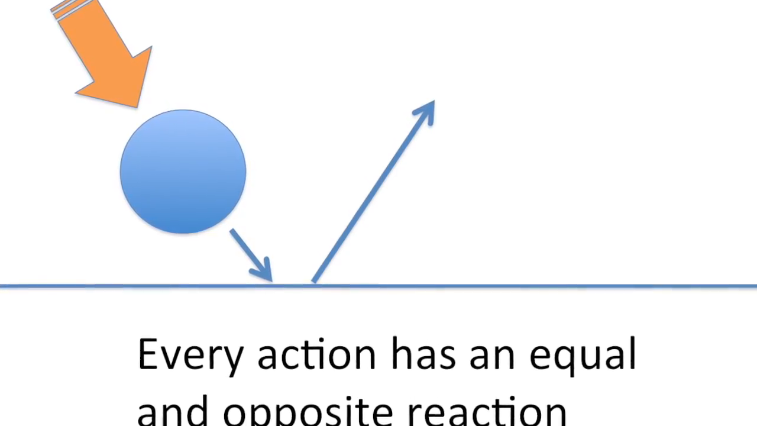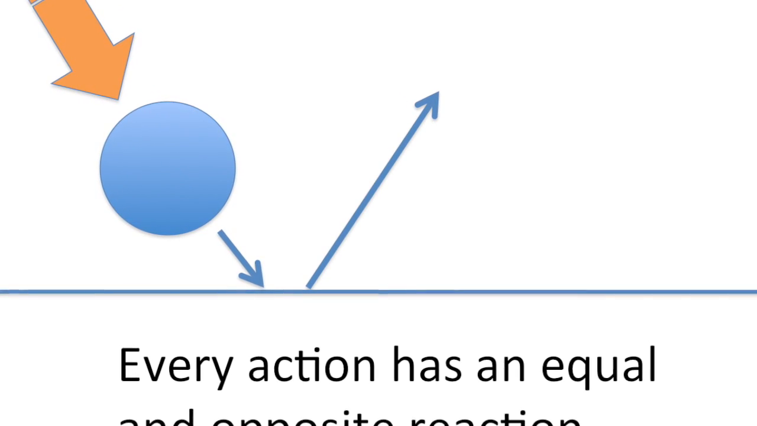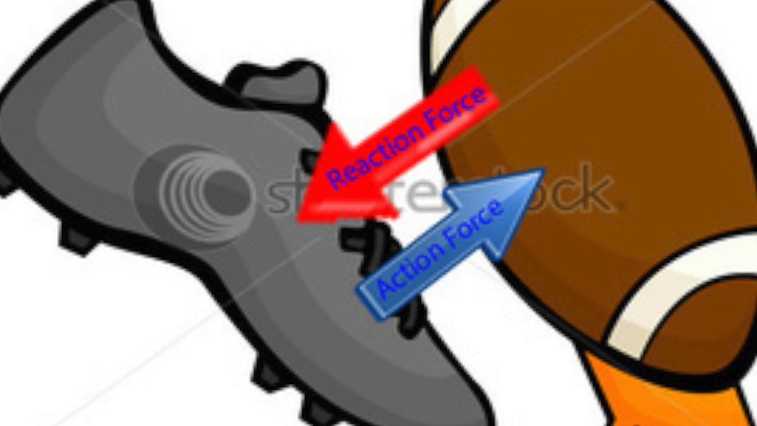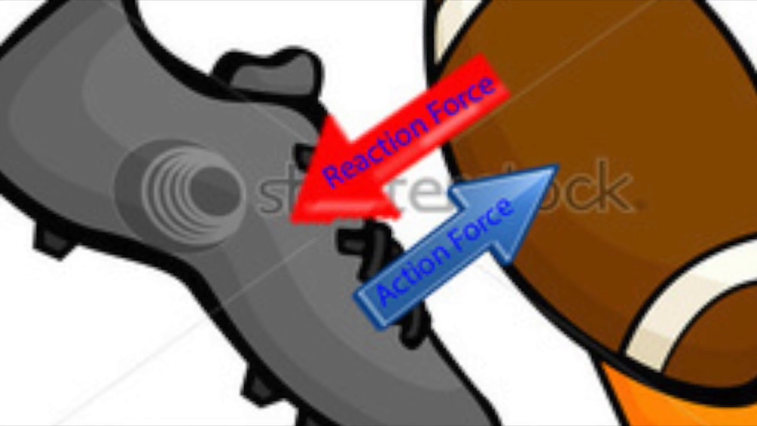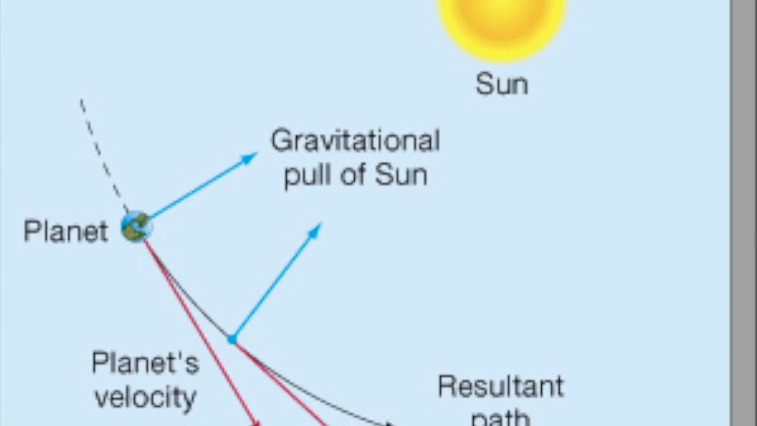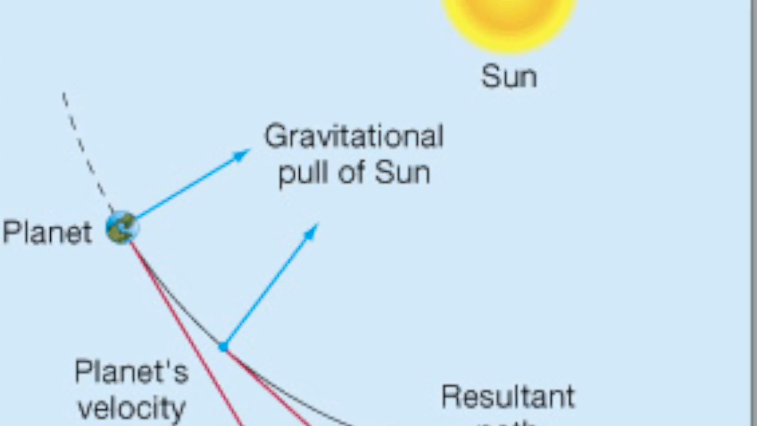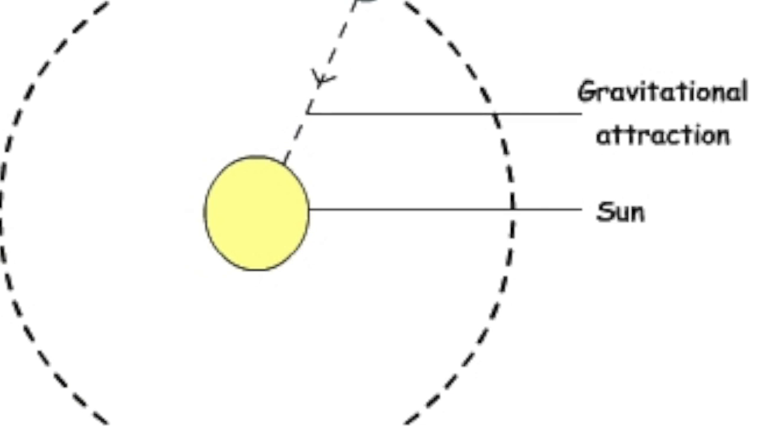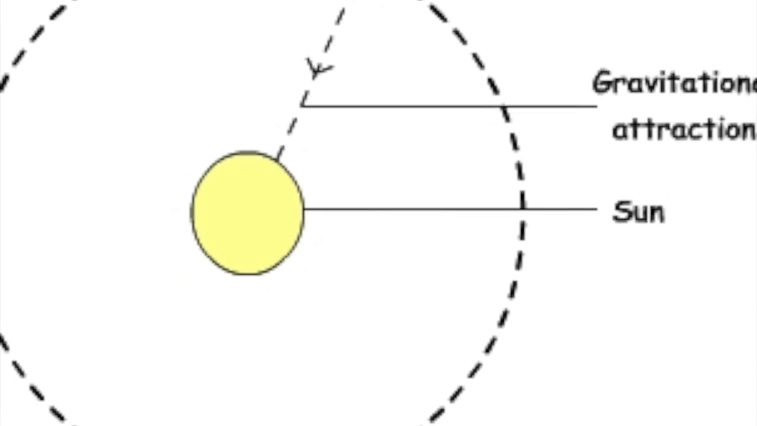Newton's third law states that for every action, there is an equal and opposite reaction. The law can be more fully stated as, whenever one body exerts force upon a second body, the second body exerts an equal and opposite force upon the first body. That is, when the Sun pulls on a planet with the force of gravity, the planet pulls on the Sun with an equal force.